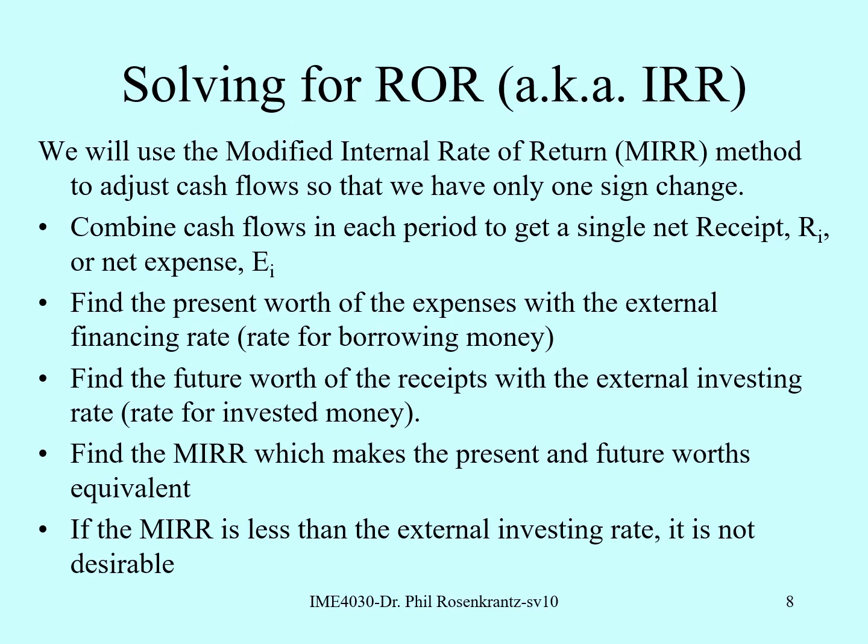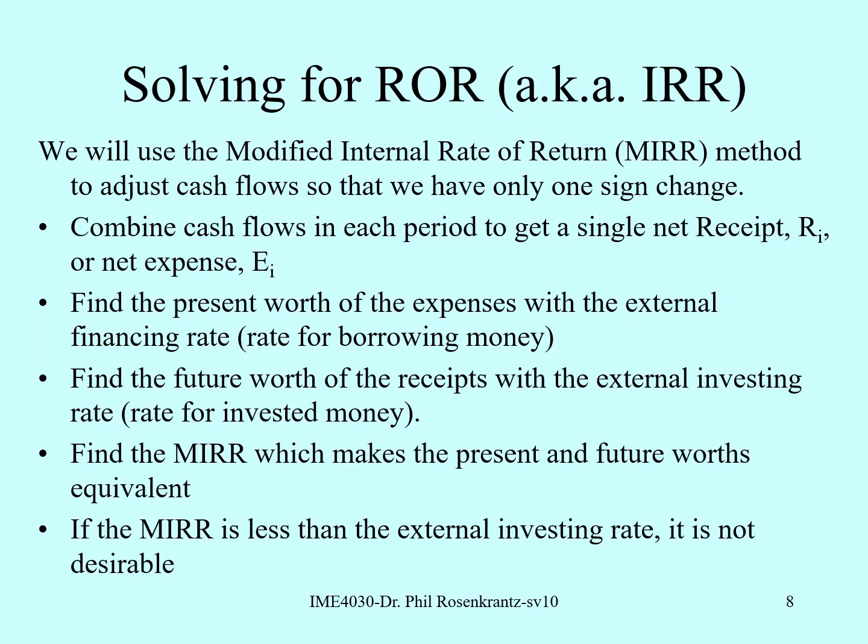So what we're going to do is solve for the rate of return or internal interest rate using what's called the modified internal rate of return, or MIRR. This method adjusts the cash flows so that we only have one sign change to deal with. What we do is we aggregate all of the up arrows as receipts, money coming in, and call that RI. And we aggregate all the expenses, all the money going out, as EI.